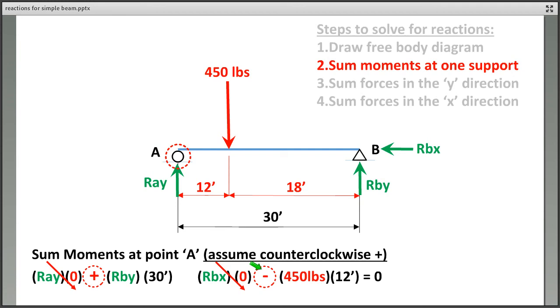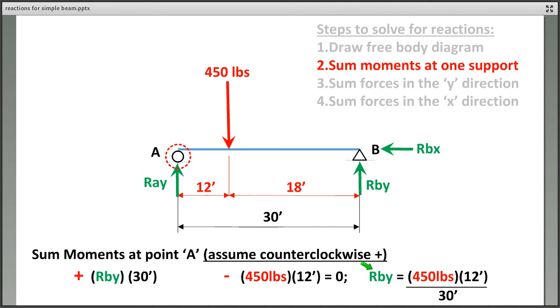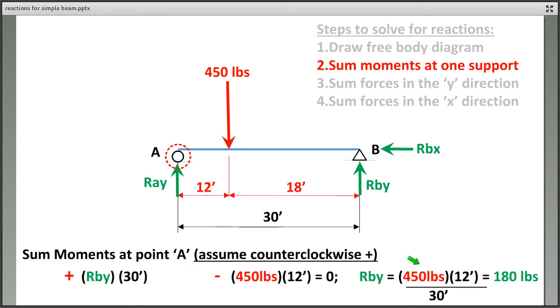And we know that when we sum moments, they have to equal 0 all the time because it's in static equilibrium. It's not moving. It always is going to equal 0. So what you have then, this is your equation, and we can solve for our only unknown, RBY, and when you rearrange the equation, this is what it looks like. If you do that math, this tells you that RBY is 180 pounds. So we can go ahead and substitute RBY and say there's 180 pounds. Now we know that one reaction.